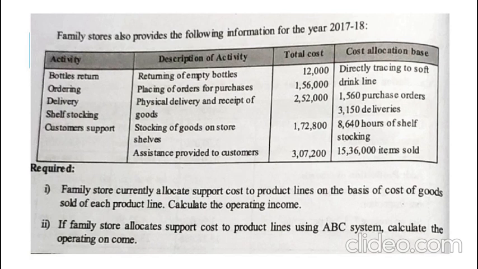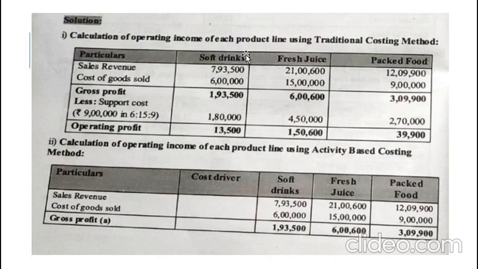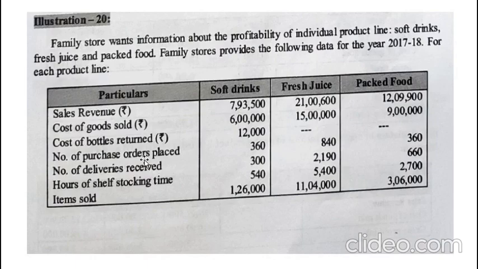So let us get into the solution. Solution: calculation of operating income of each product line using the traditional costing method. They have asked us to find the operating profit, which is the profit from manufacturing or developing the product. Here they have given us the sales revenue for soft drinks, fresh juice, and packed food, and the cost of goods sold, so we can find the profit.